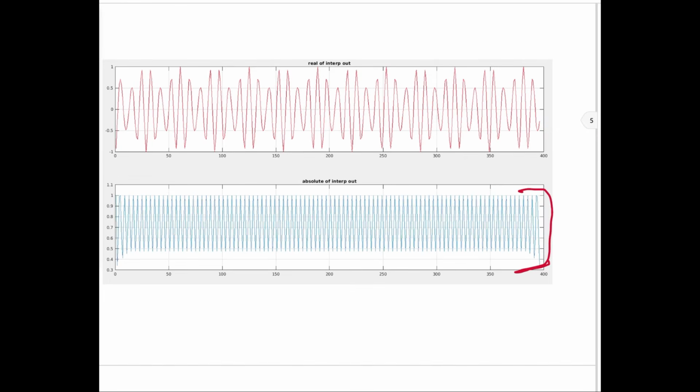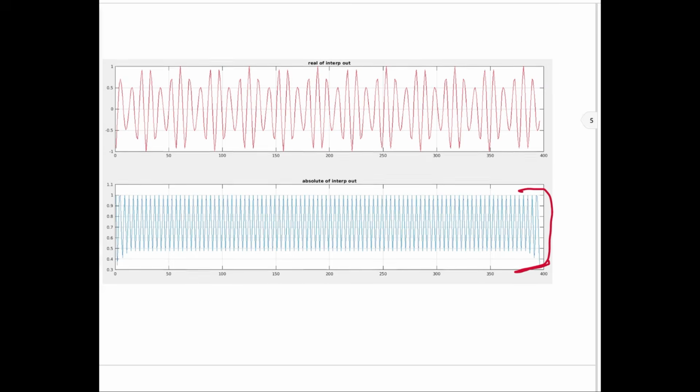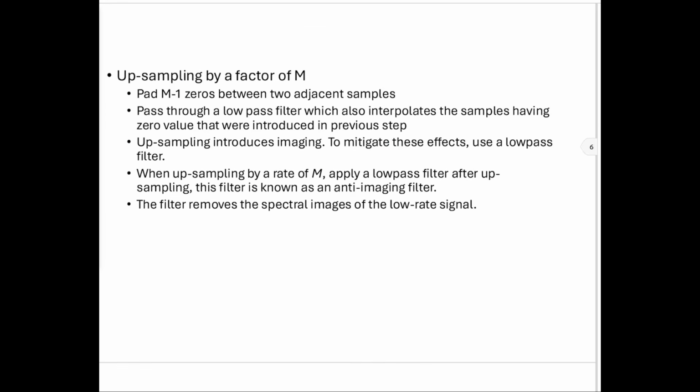Okay, so till now this is the problem definition. I hope it is clear. We took a sinusoid, we upsampled it, and if we plot the envelope, the absolute value of it, it is non-flat. What is the reason behind it? Let's try to find out. First, let's understand what upsampling is and how we do it. There are basically only 2 steps. First, we pad M-1 zeros between 2 adjacent samples, and then we pass it through a low pass filter, which also interpolates the samples having 0 values.